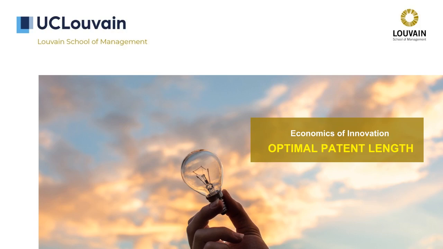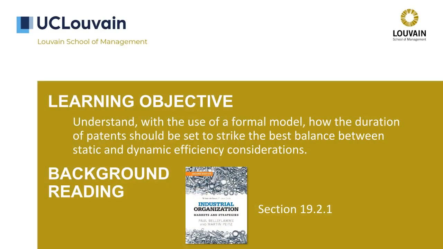In this video, we look at how economists think about the optimal length of patents. The idea is to capture, in a simple model, the trade-off between giving innovators enough protection to motivate R&D and avoiding excessive monopoly power that harms consumers. The goal of this module is to understand, using a formal model, how patent duration should be chosen to balance static efficiency and dynamic efficiency.